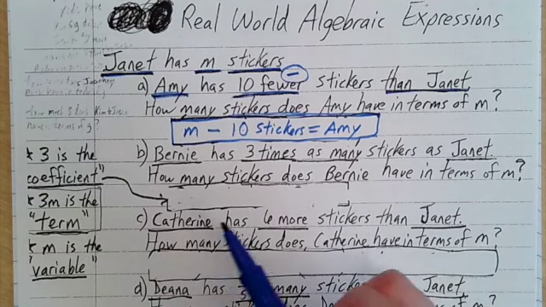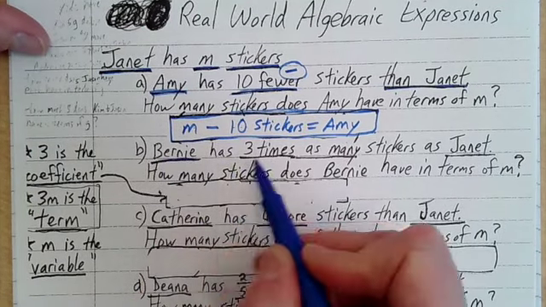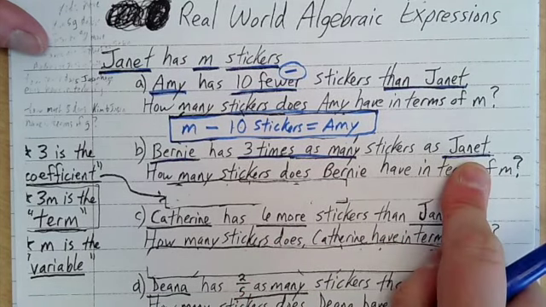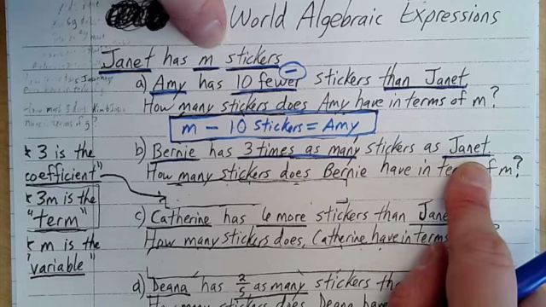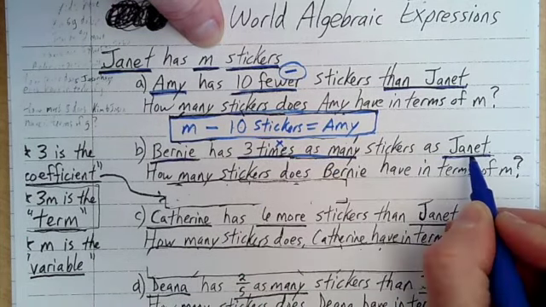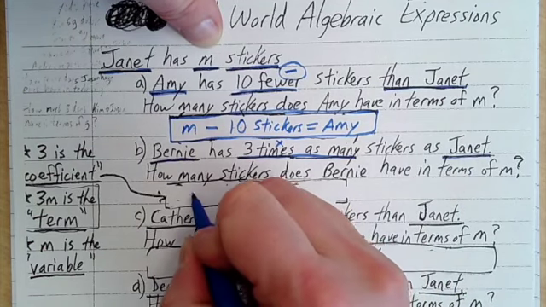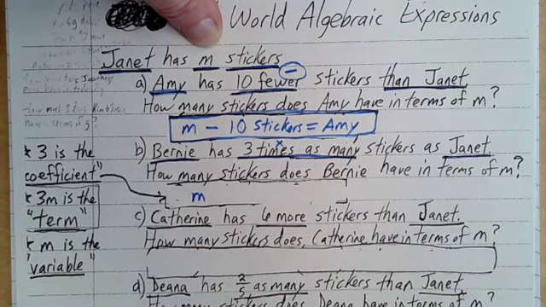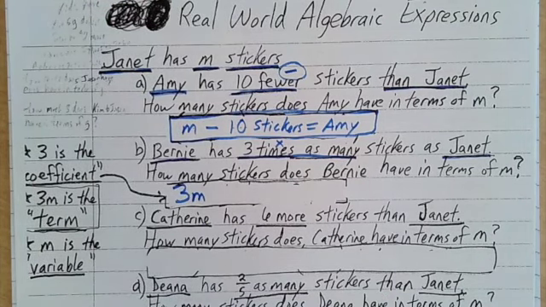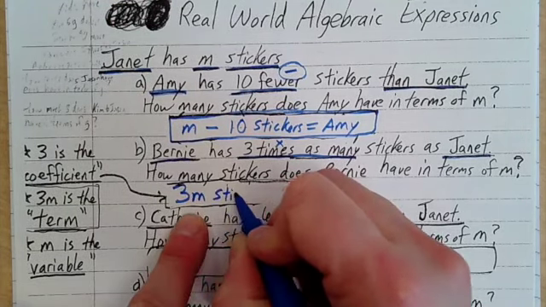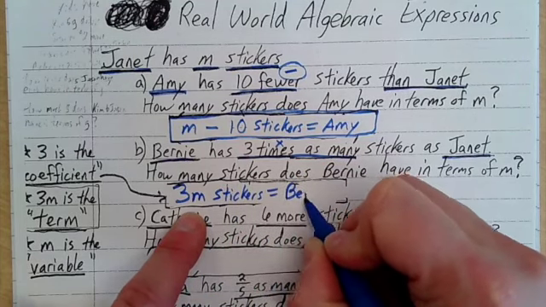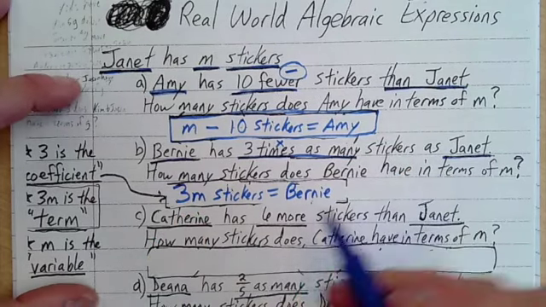Okay, continuing on. Bernie has 3 times as many stickers as Janet. So let's remember, Janet has how many? She has M, and then Bernie's going to have 3 times as many. So that means we need to multiply however many Janet has. Well, Janet has M. How do you write 3 times M? Well, we actually write it like this, 3 next to M, which is how many stickers that Bernie would have. Just going to box that in.